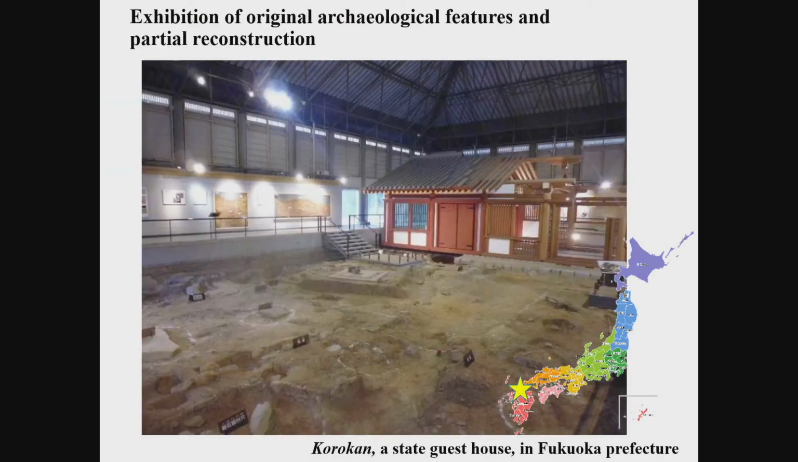Exposed type presentation is a maintenance improvement method used all over Japan. This is another example exhibiting the excavated archaeological remains of an ancient guest house. Owing to the better environment, probably, this site does not have the problems observed at the previous Nara Palace site. To deepen the understanding of visitors, partial reconstruction of the building is added to the archaeological features.